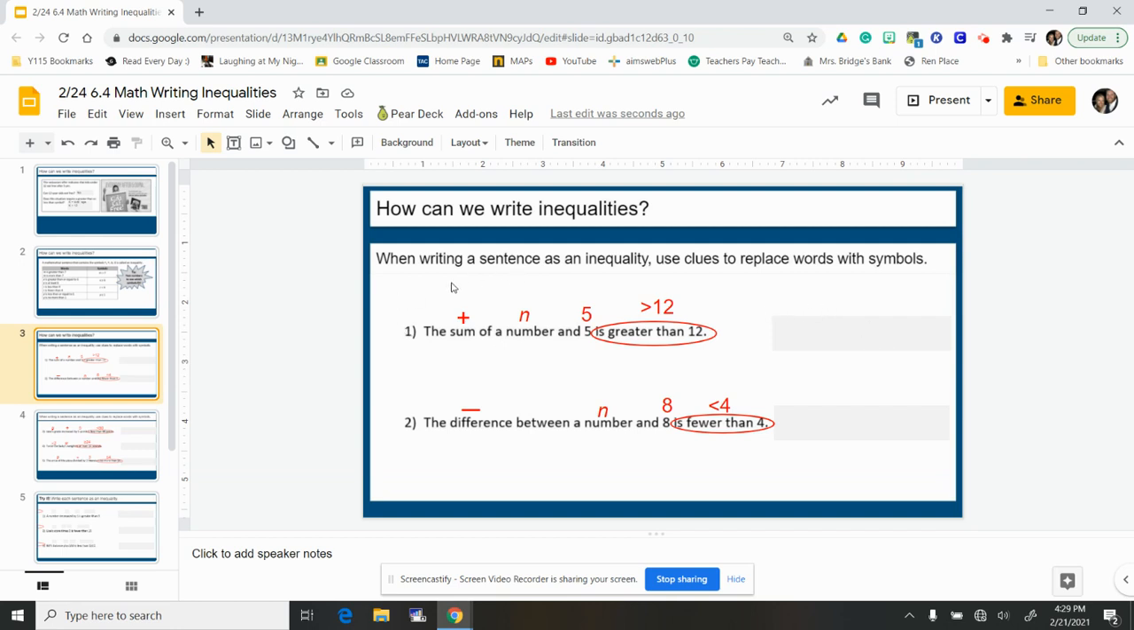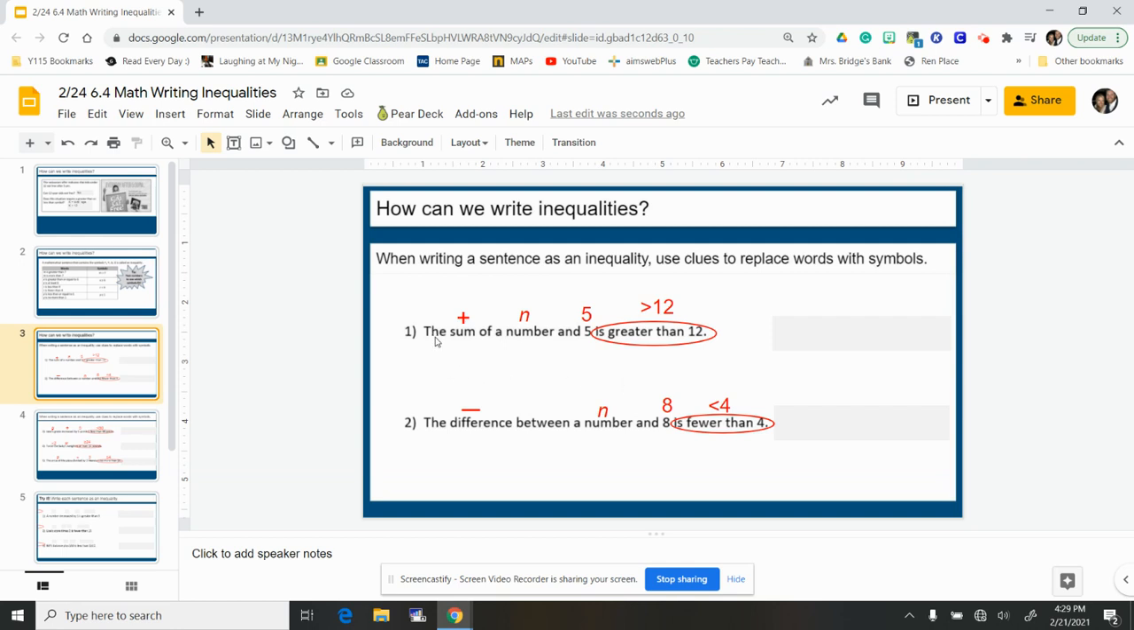So our sentences here that we're going to be dealing with, you'll see some notes on there, and I encourage you, when you're working on writing inequalities, to do what you see done here. Hopefully this looks familiar from previous outcomes too. Use clue words to replace words with symbols.